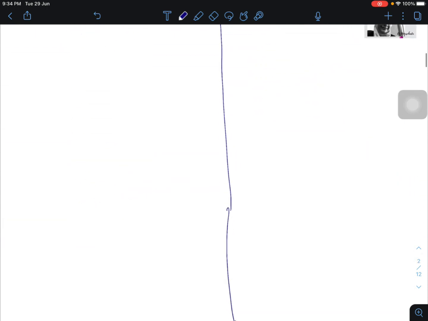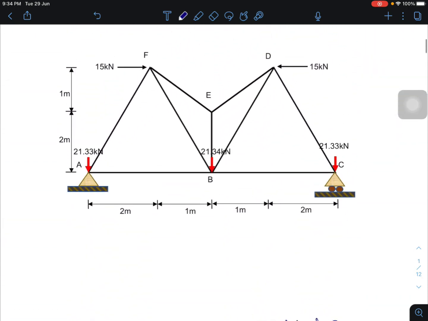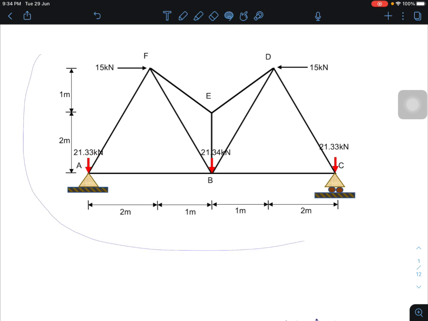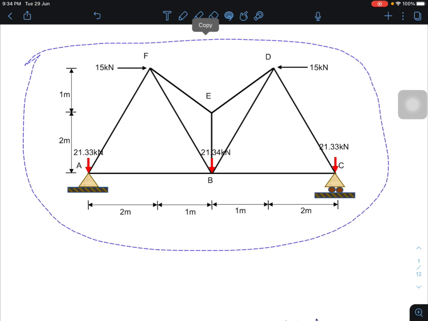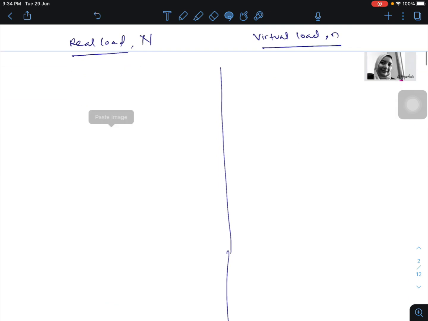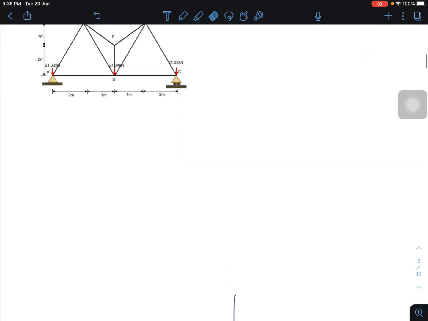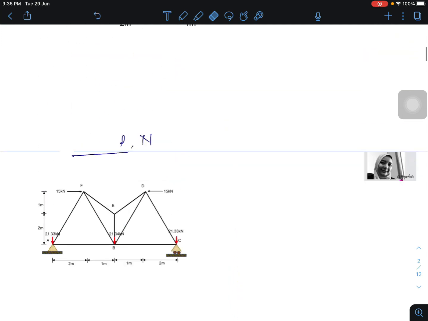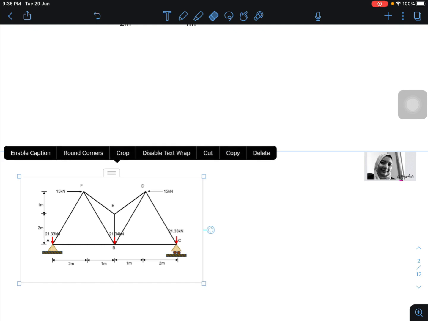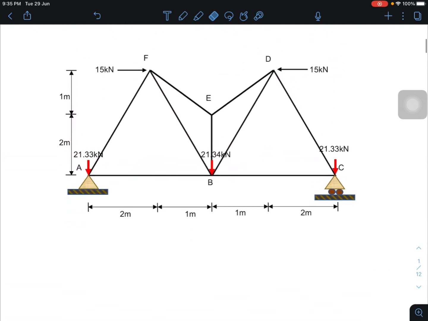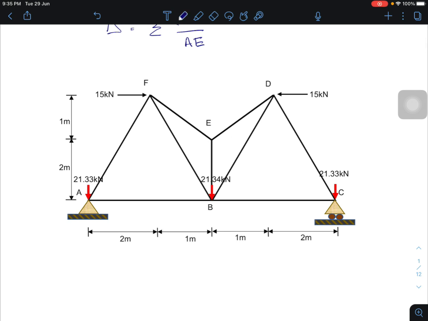Okay, for real load, we need to show all loads applied to this truss system. So I transfer to this one, like this. I hope you can see. It is quite small, so I think I erase this one and just concentrate on real load only. Firstly is real load to identify capital N.